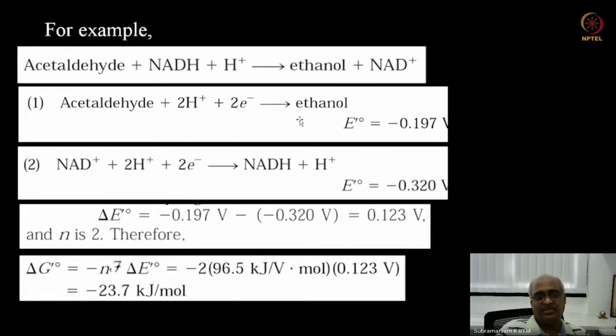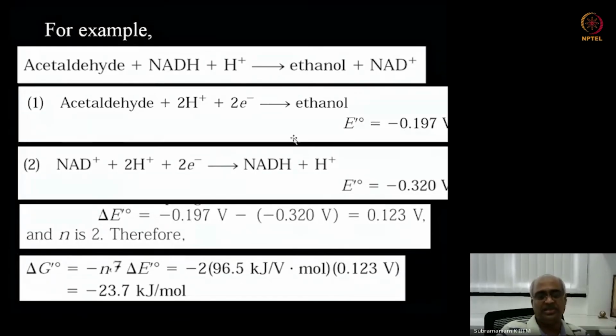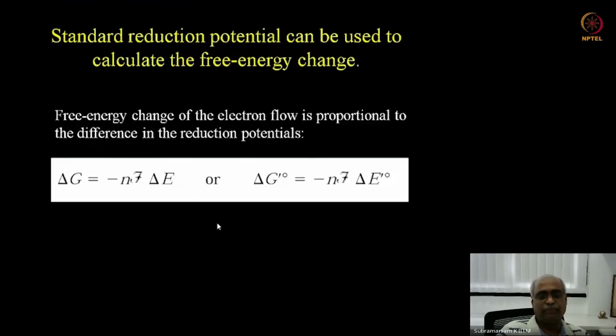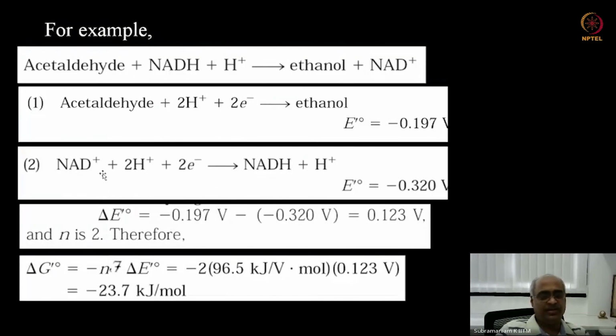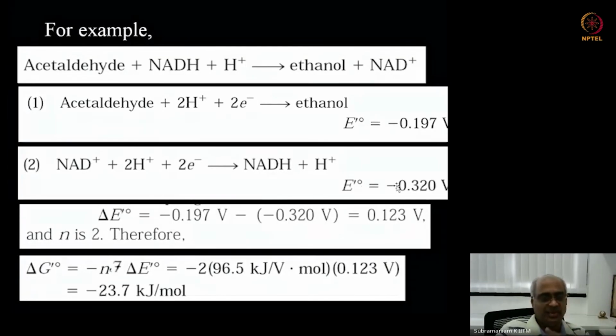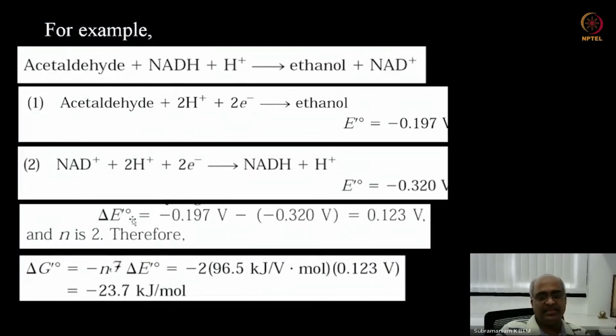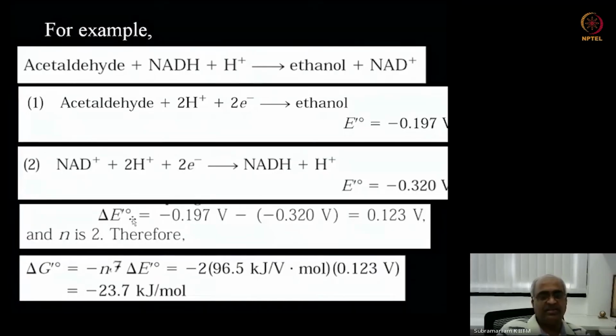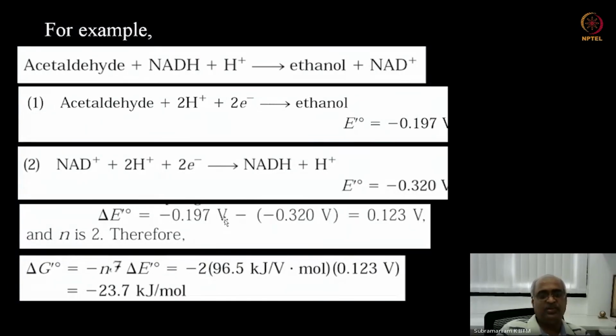Here is the standard reduction potential at pH 7, meaning these two are at 1 molar and the pH of the solution is 7. This is the value, calculated using this equation. The same thing for NAD is this. Now we take the delta. We take the one that has the high affinity for electrons, the acceptor, and that is acetaldehyde here. From that we subtract this. This is negative, this is also negative, so you end up getting plus 0.123 volt.